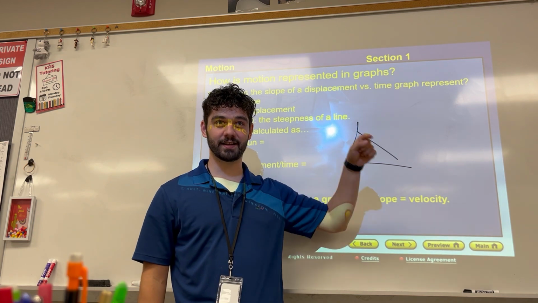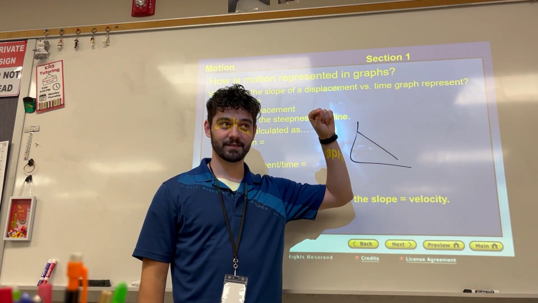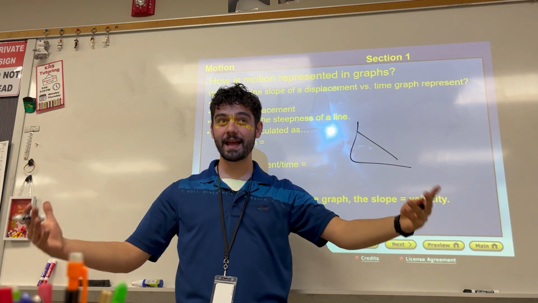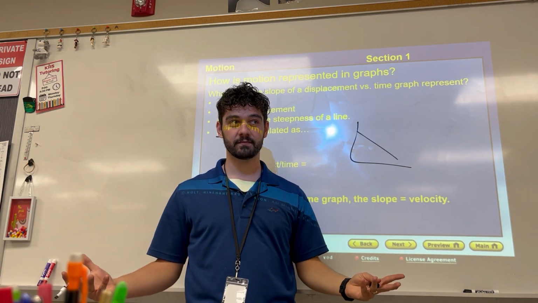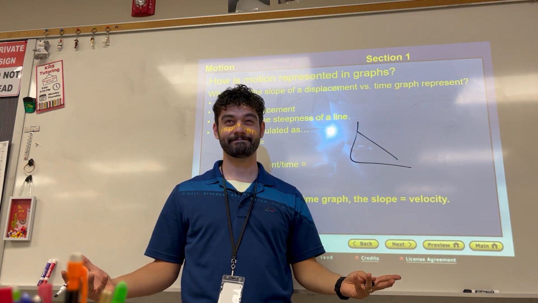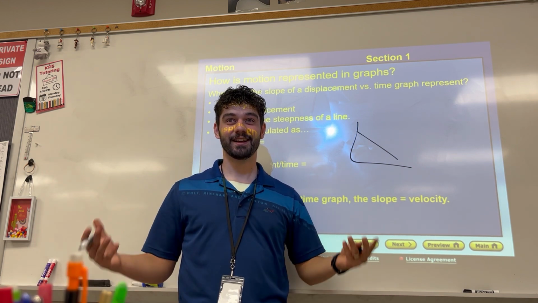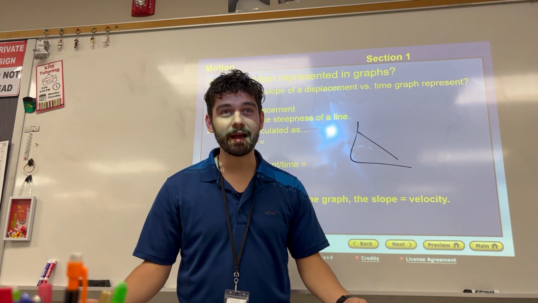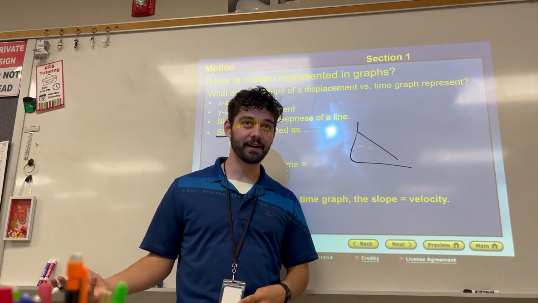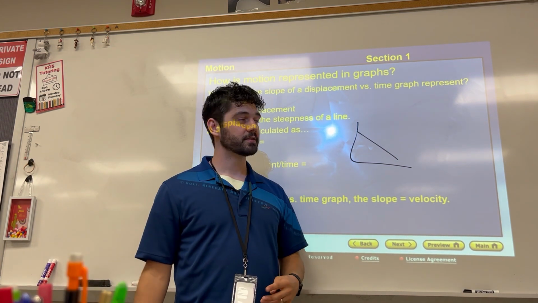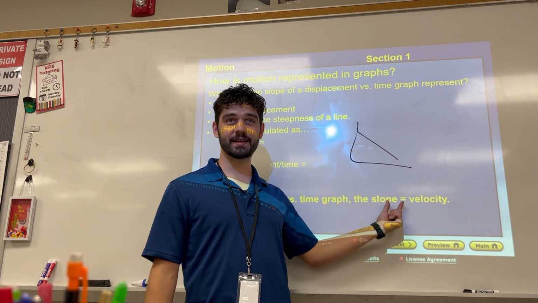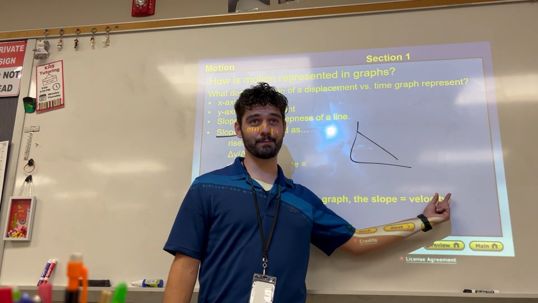Remember the train and the elevator? Yes. You can have negative velocity. What does negative velocity mean? It means you're going backwards or down or to the left. So negative slope means negative velocity, which means backwards.